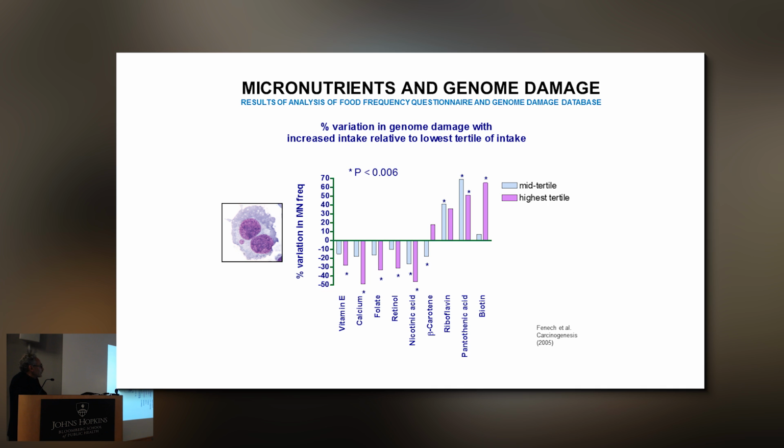What we observed was a reduction, an association of a reduction with the micronucleus index for vitamin E, calcium, folate, retinol, and nicotinic acid, and for the medium tertile of beta-carotene. However, for the higher tertile of beta-carotene and for the medium and higher tertiles of riboflavin, pantothenate, and biotin, we observe an increase. So this is tending to tell us these markers are probably more associated with flesh food intake, but it also tells us here about beta-carotene maybe not being beneficial at higher doses of intake.